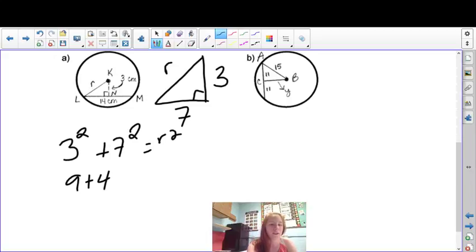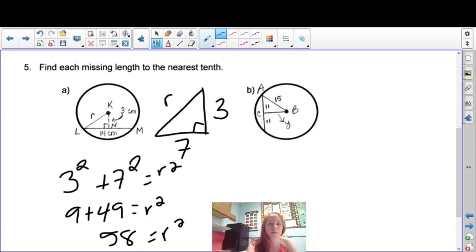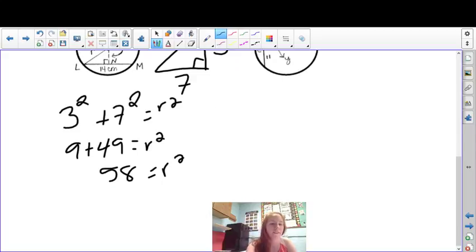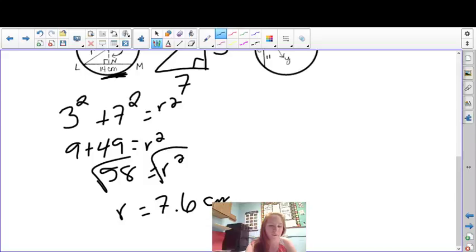9 plus 49 equals R squared, which gives me 58. I see in my directions to give the length to the nearest tenth, which means I can go ahead and plug this in my calculator instead of just reducing my square root. So R is equal to 7.6. And it's in terms of centimeters, so 7.6 centimeters.